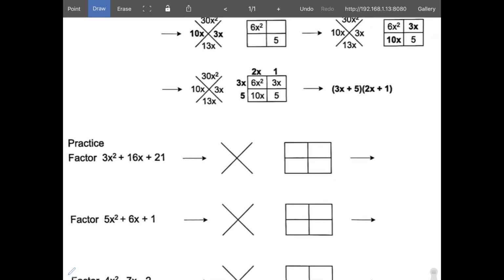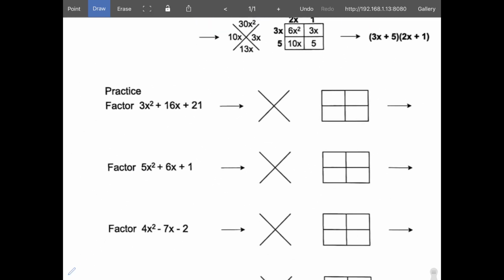Now let's look at this first practice example. You see how this a term, the ax squared, is not 1 or negative 1. It's a 3, right? So this is when we have to use this method. But if it was 1, let's say 1x squared plus 16x plus 21, we still can use this method. It's just quicker to use the method that we used last week.